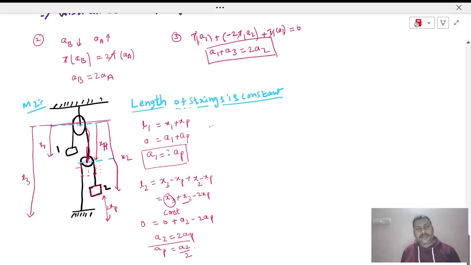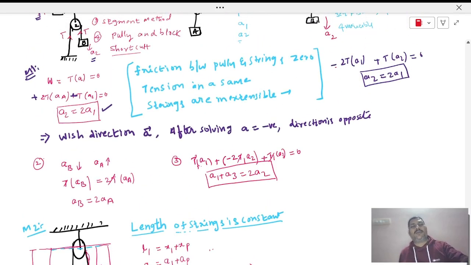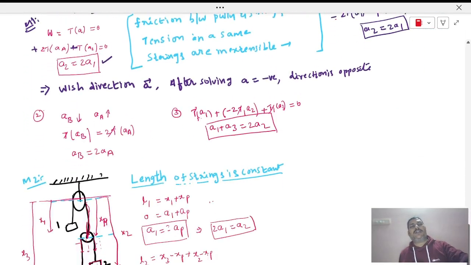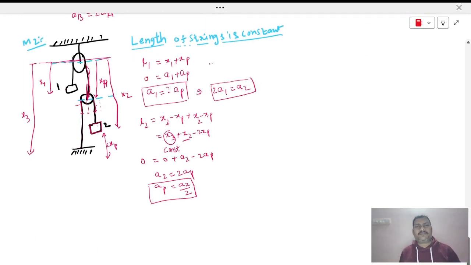Substitute this in the first equation, in a1. So here you will get 2a1 is equal to a2. 2a1 equals a2. So in the first tension method also the same equation comes. Method 1 is also the same, and method 2 is also the same.